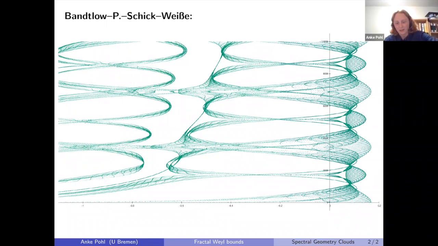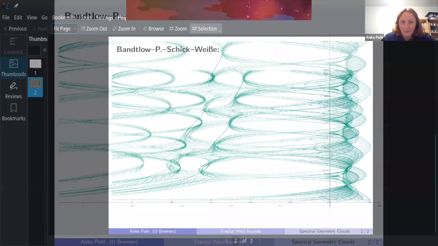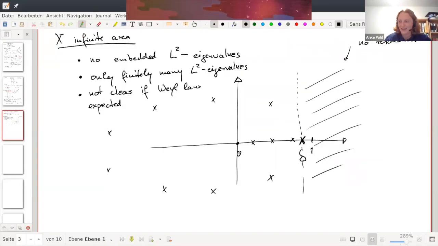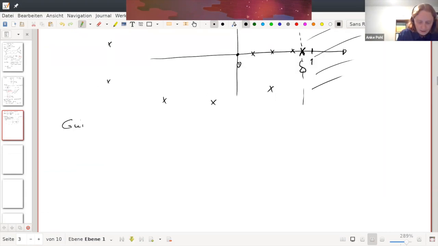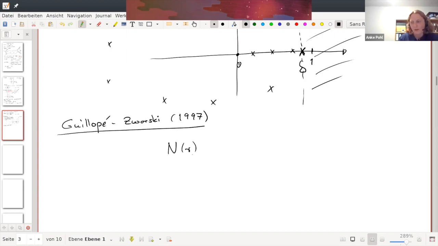Okay. So you see, there is a lot of unknown territory to be discovered here, and I cannot draw it in that nice way. So what is known towards the Weyl law? There is a result by Guillopé and Zworski. Take the resonance counting function. It is asymptotically what we expect. So there is an upper bound of this form with some C1, and there's also a lower bound of this form. So it looks like a Weyl law, but the constants are different at the moment, and it's not clear if they are the same.